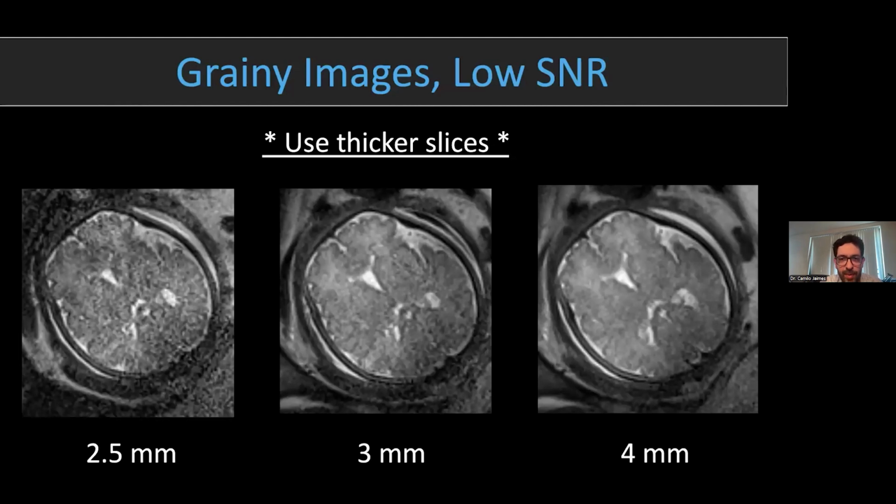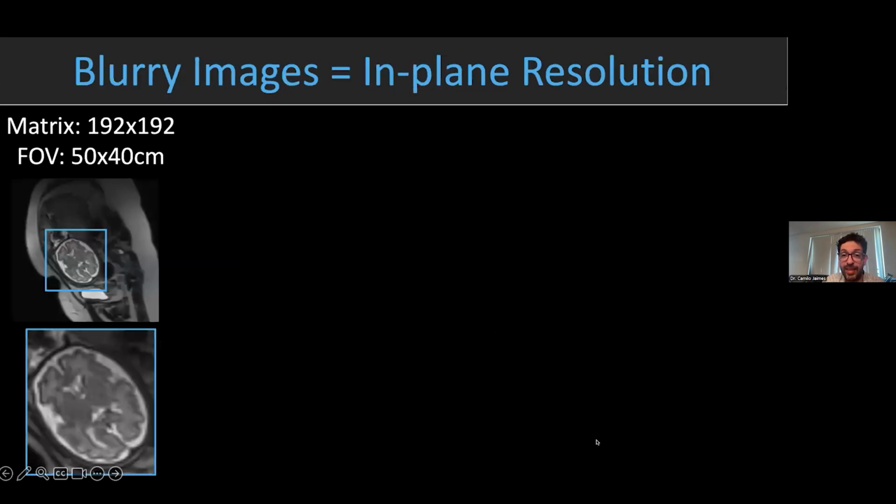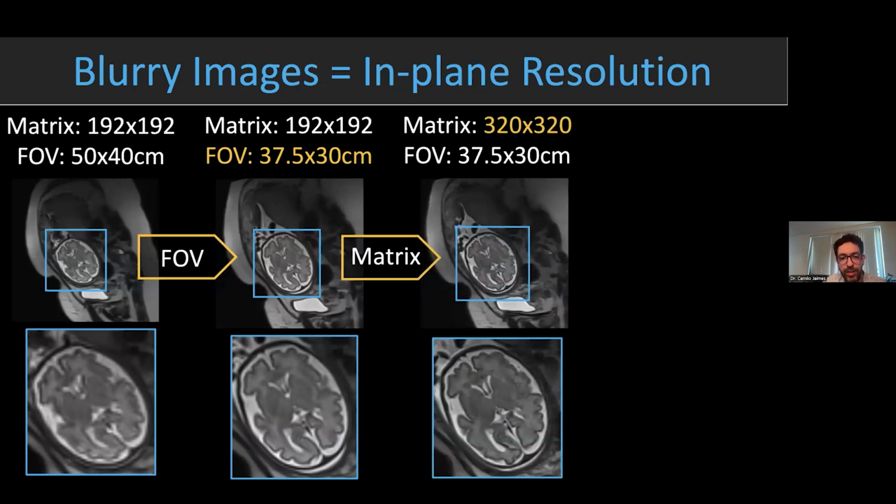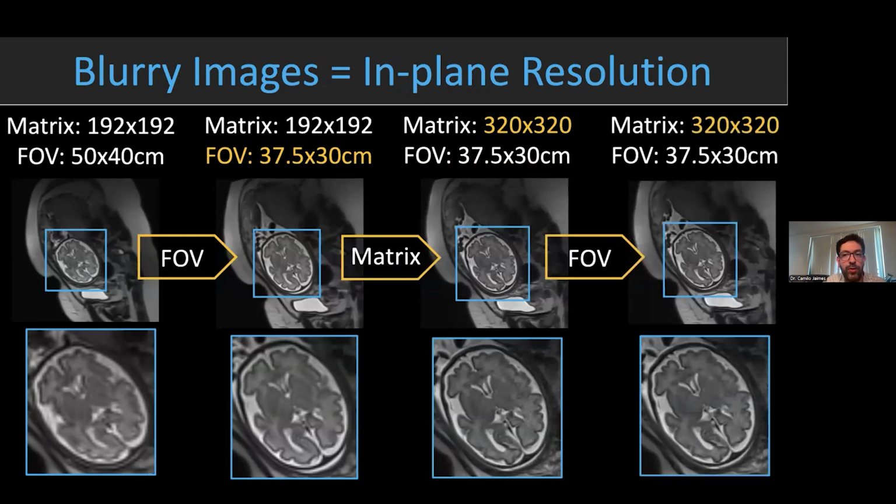If you have grainy images, your issue is most likely low signal to noise ratio. So a good way to deal with that is to thicken your slices. You'll pay a price in spatial resolution, but you'll recover some of that signal. If your issue is that your images are blurry, you're probably dealing with a problem of spatial resolution. So play with your field of view and your matrix. If you have enough signal, decreasing your field of view and increasing your matrix, I'm sort of showing you a stepwise progress here, will help you deal with those blurry images.